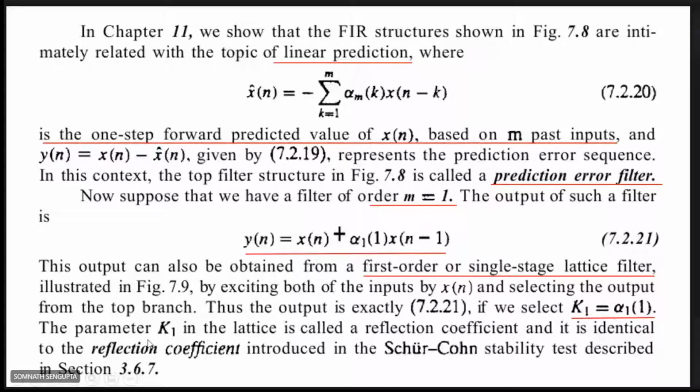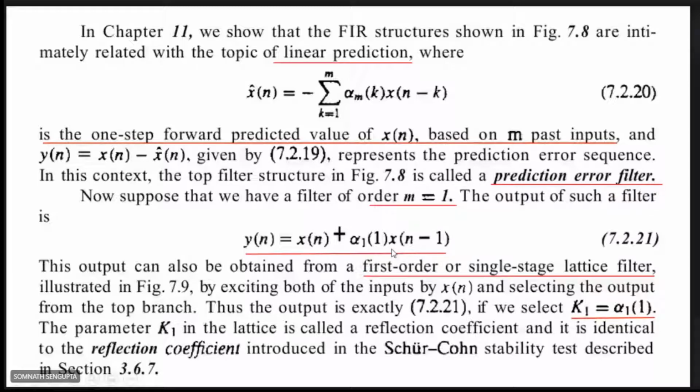Now say we assume one constant k1, where k1 is equal to alpha 1. You will see that it is actually called the reflection coefficient k. This is alpha 1. So we have the equation xn plus k1 xn minus 1.